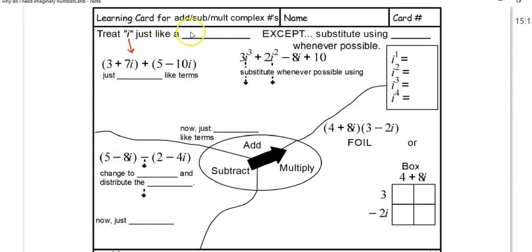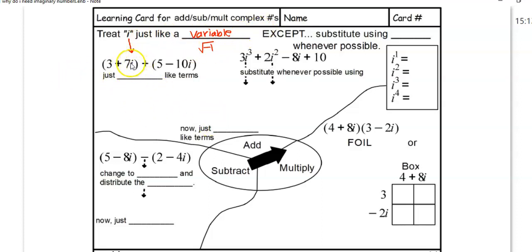We're going to treat i just like a variable. It's not a variable, but we're going to treat it a lot like one. And it's not a variable because it doesn't vary in its value from place to place. It is always the square root of -1. But we're going to replace it with i when we see the square root of -1. And let's take a quick look.